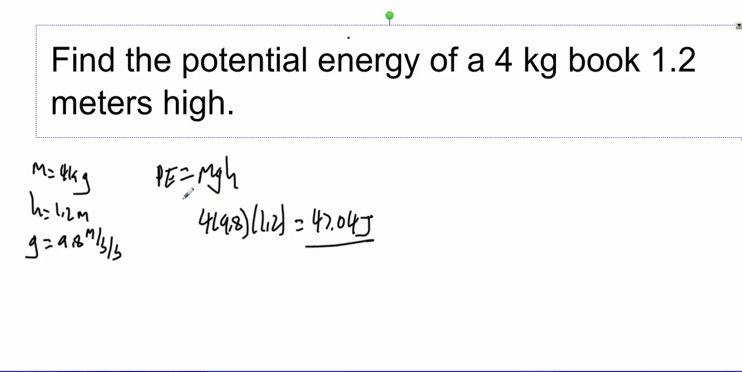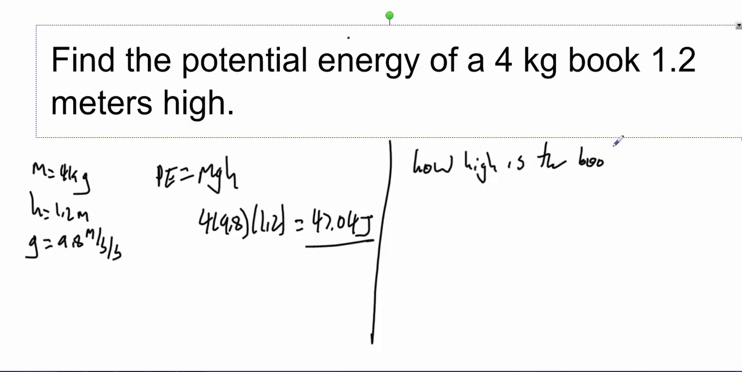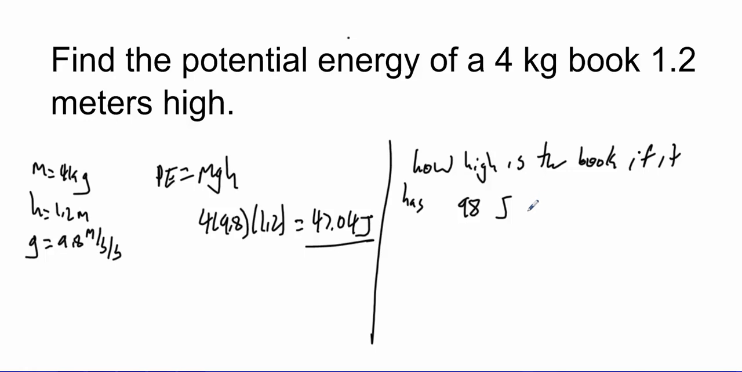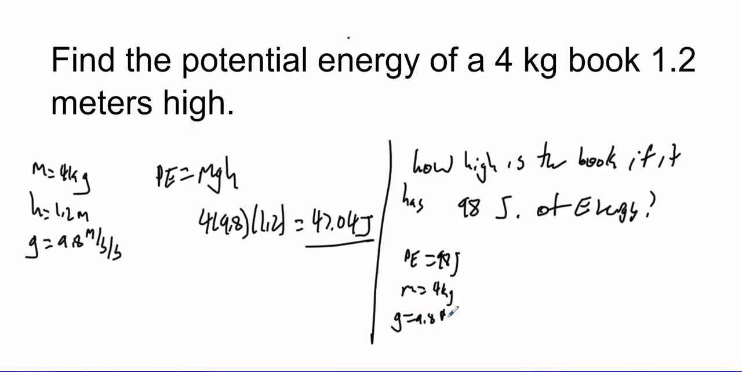Okay? Again, not a difficult problem. And just like before, you can use this to solve for anything. So if instead I said, how high is the book if it has 98 joules of energy? Well, then we would say potential energy is 98 joules. Mass is still 4 kilograms. G is still 9.8. And we're asked to find H.